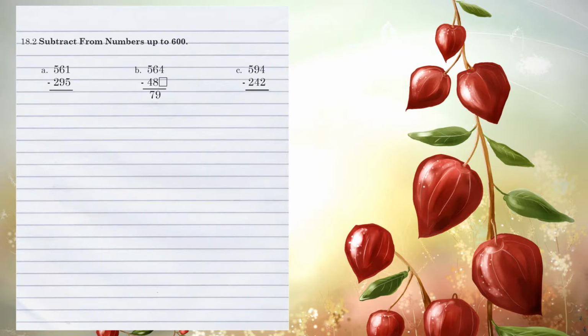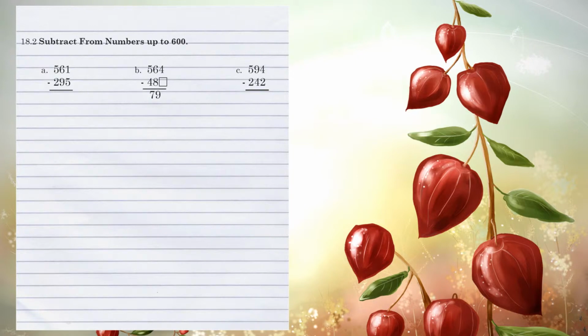Unit 18.2, subtract from numbers up to 600. Let's look at example A. When we look at the ones column, you cannot subtract 5 from 1. So we have to go over to the tens column and borrow from the 6 and make it a 5. That in turn makes the 1 an 11. So 11 minus 5 is 6.